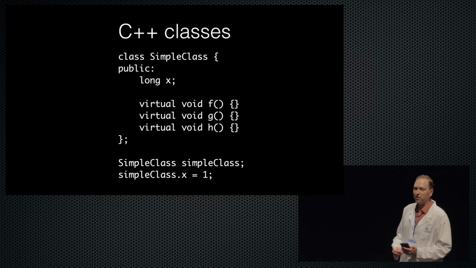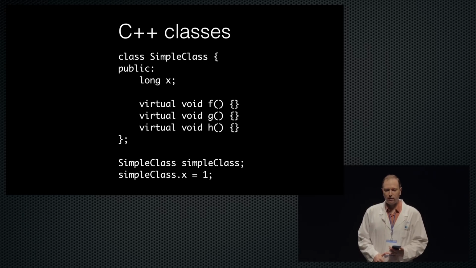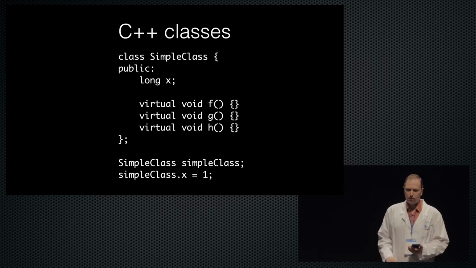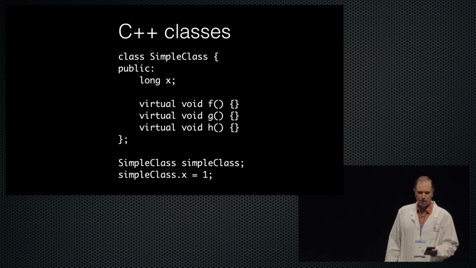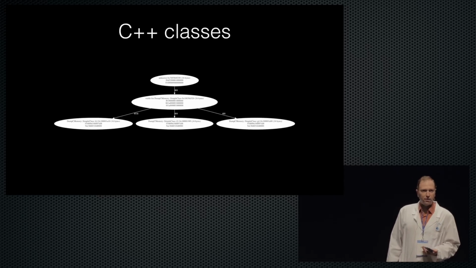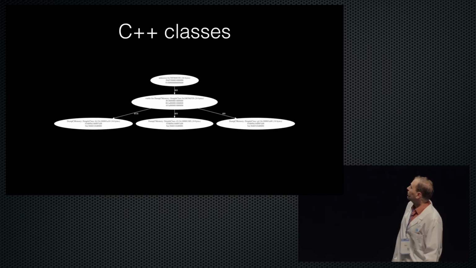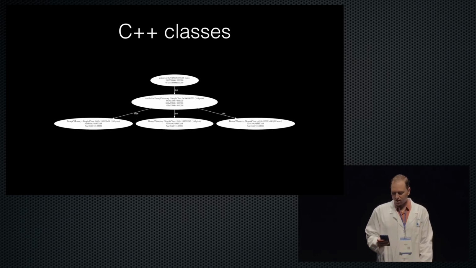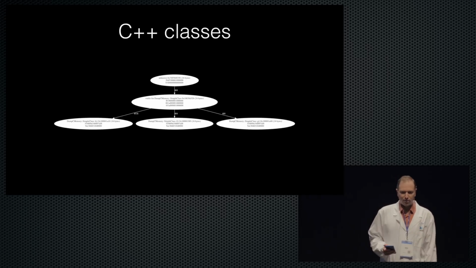Here's a simple C++ class. I've got 3 virtual methods on it. It's got one field. I create one and initialize it and dump it out, and this is what I get. So we can see now it's not just one bubble, it's got a bunch of different stuff, and I'll zoom it in so we can actually see what's going on here.